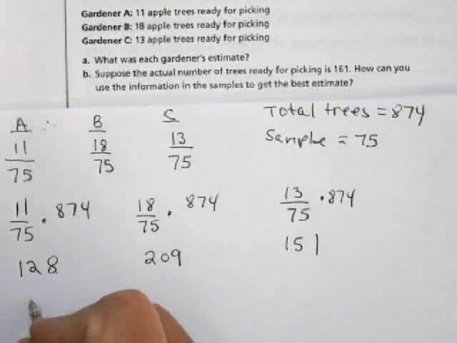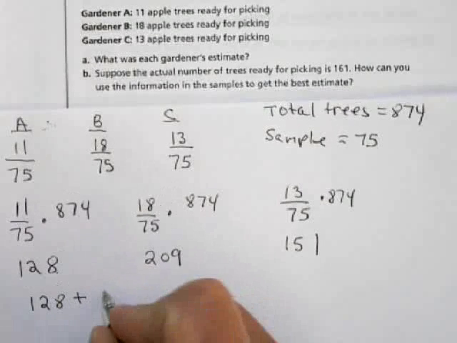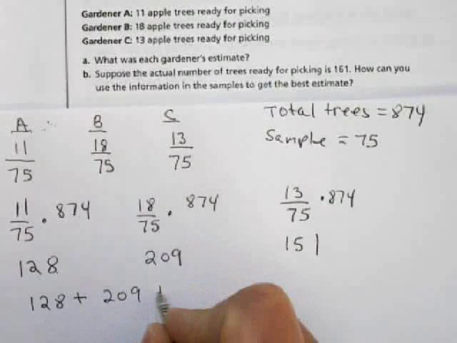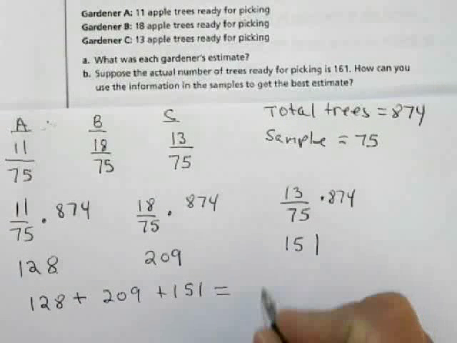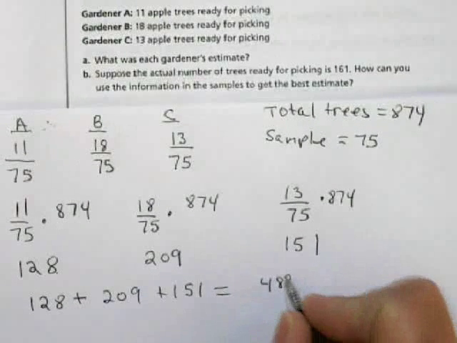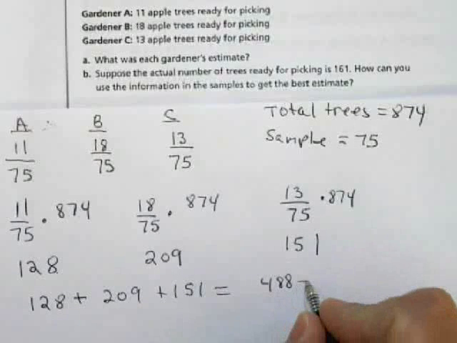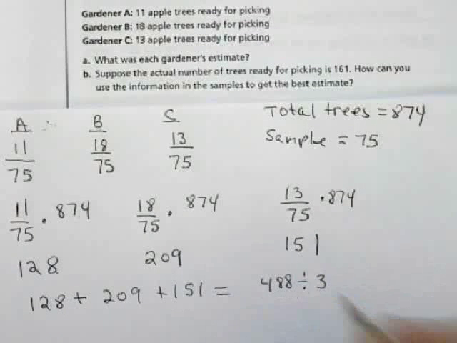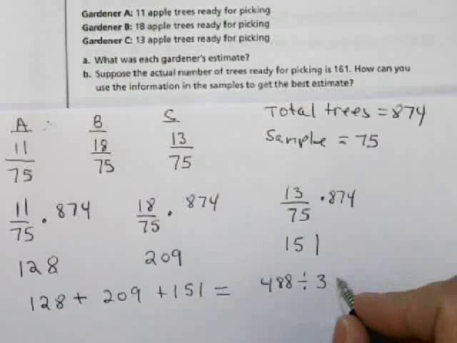I'm going to add these 3 together, 128 plus 209 plus 151, and that's going to equal 488. Now I'm going to take an average, so I'm going to divide that by 3. Working on my calculator, 488 divided by 3 is about 162.